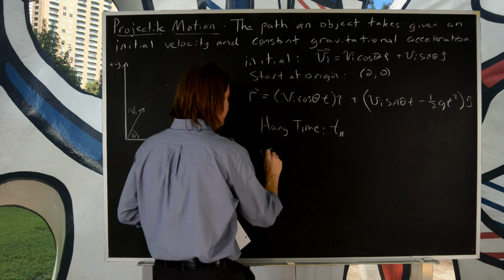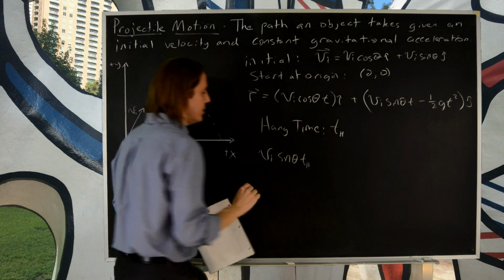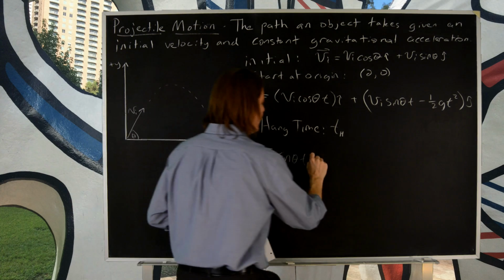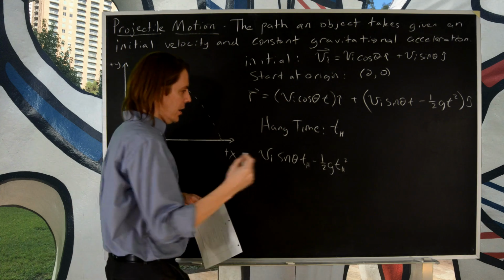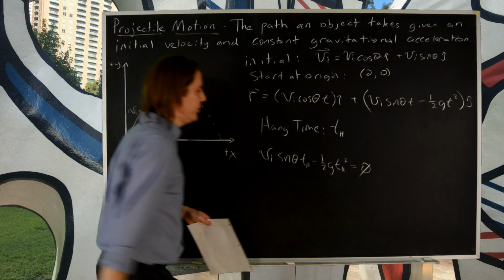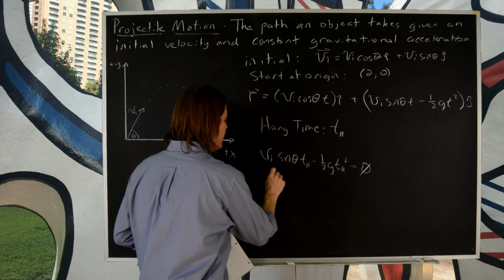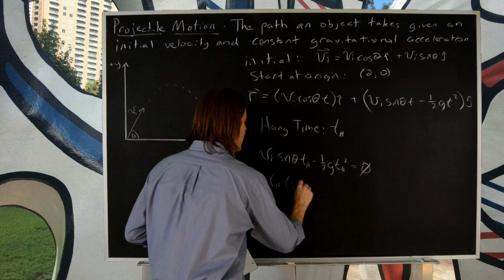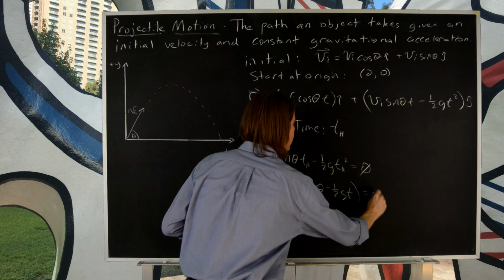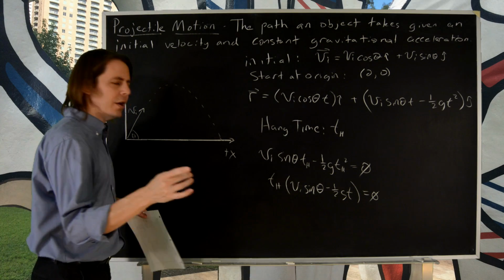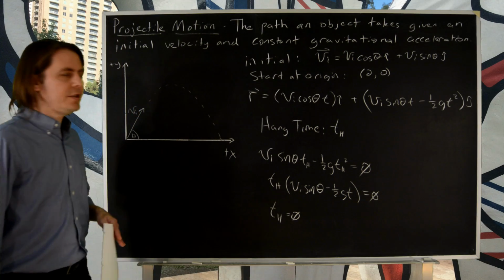All right, so we say vi sine theta t, and I'm going to call it th because we're finding a specific time, minus 1/2 g th squared. That's a specific time when this equals 0. So we just have to solve that for th. Well, let's see, we can factor out a th and get th times (vi sine theta minus 1/2 g th) equals 0. And then you see one solution is when th equals 0.